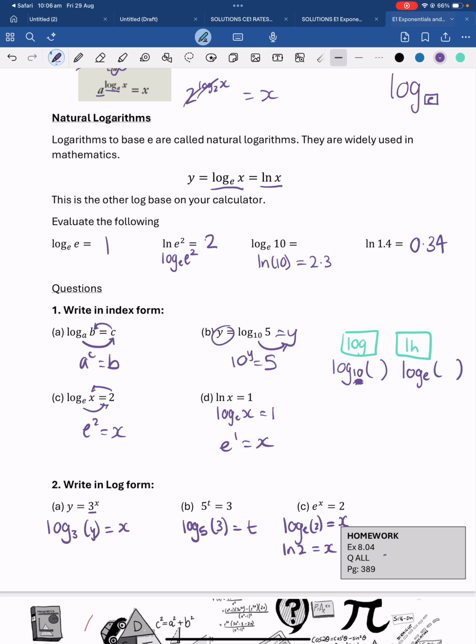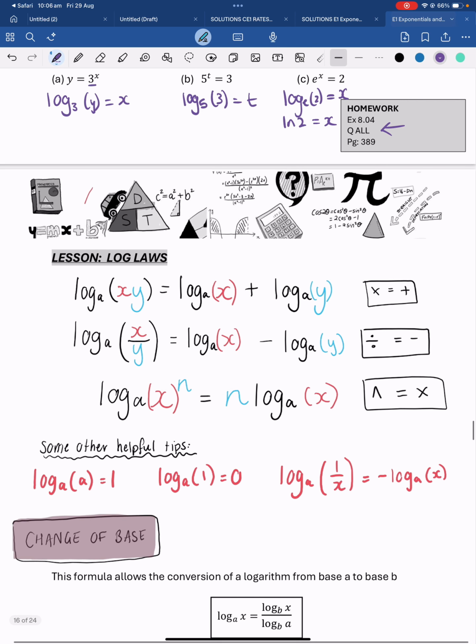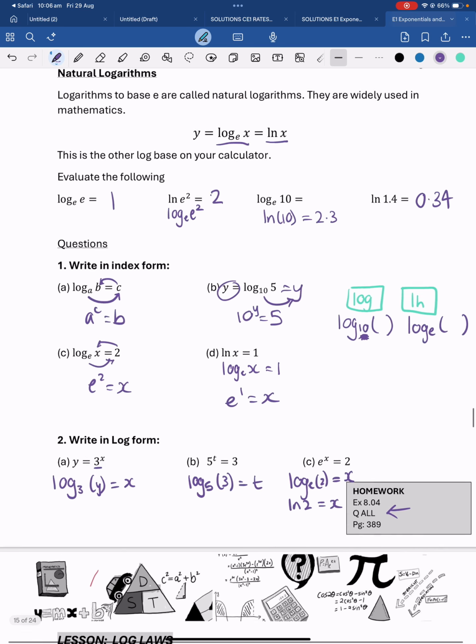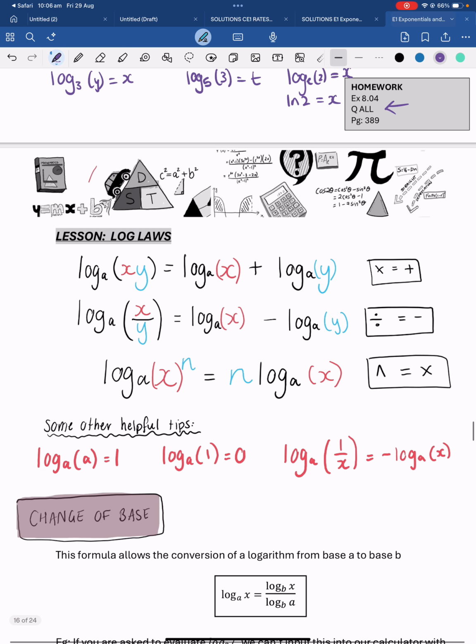So when you're ready, have a go at the exercise here, practicing that. But I am going to move on. The next lesson is then looking at some more log laws. Now we looked at some properties up here. So a similar idea. These ones are really important.